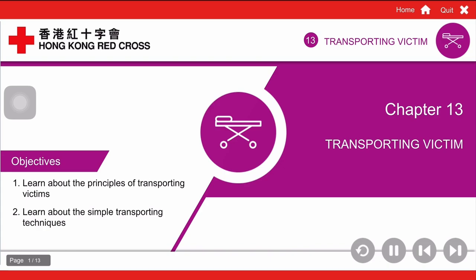If the victim is seriously injured, has multiple injuries, or isn't in imminent danger, manage the victim at the spot immediately. There's no need to move the victim. But if the environment isn't safe, you should move the victim to a safer place before first aid treatment. In this chapter, we'll talk about the principles and the method of transport.